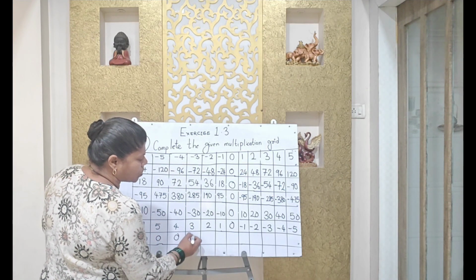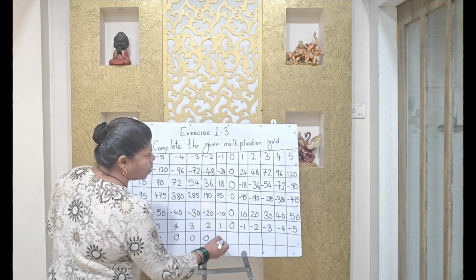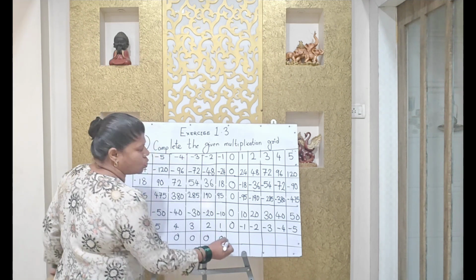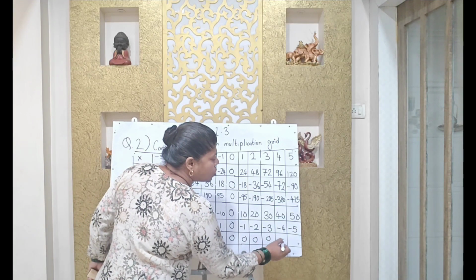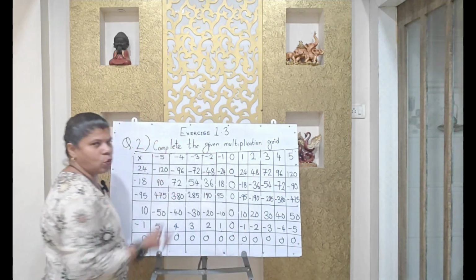0 multiplied by minus 3, 0. 0 multiplied by minus 2, 0. 0 multiplied by minus 1, 0. 0 zeros are 0. 0 1s are 0. 0 2s are 0. 0 3s are 0. 0 4s are 0 and 0 5s are also 0.